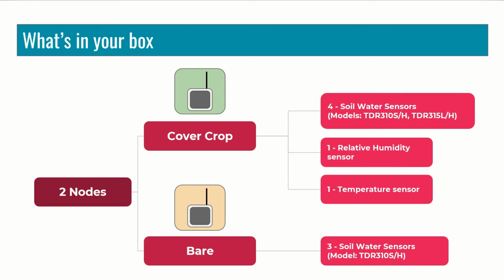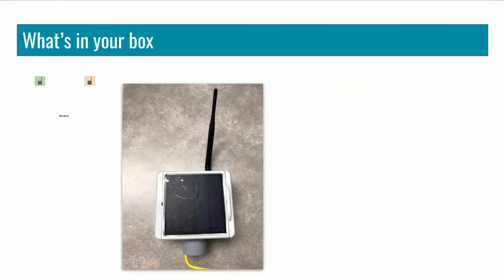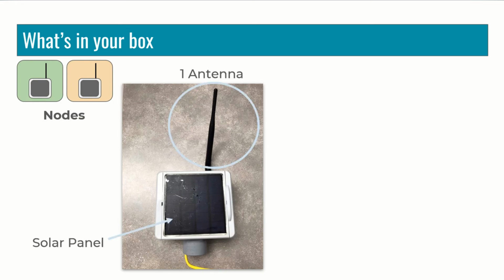The node for the bare treatment is only connected to 3 soil water sensors. The nodes look very similar to the gateway, but only have one antenna. The nodes also have a solar panel on the enclosure door.